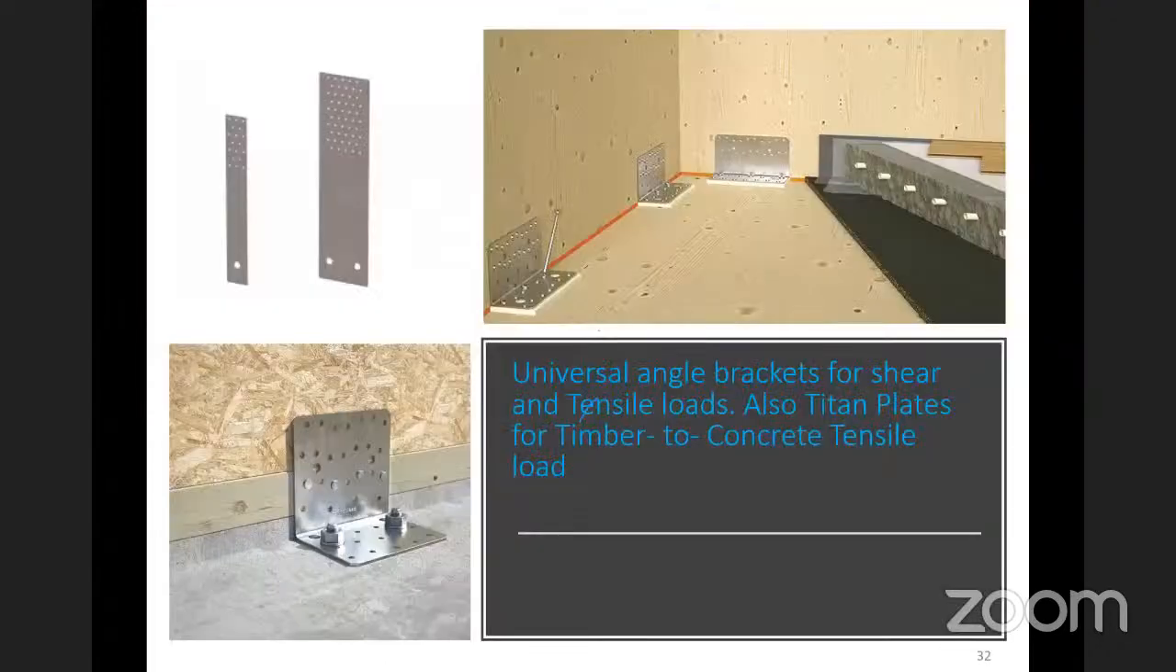And so, good news for the engineers is that you don't need to worry about going for square brackets and tall brackets. We have a specific line of products, universal brackets, that offer good resistance for shear and tensile loads. It's called the Titan bracket, the Titan angle brackets. So it is used for this kind of application.